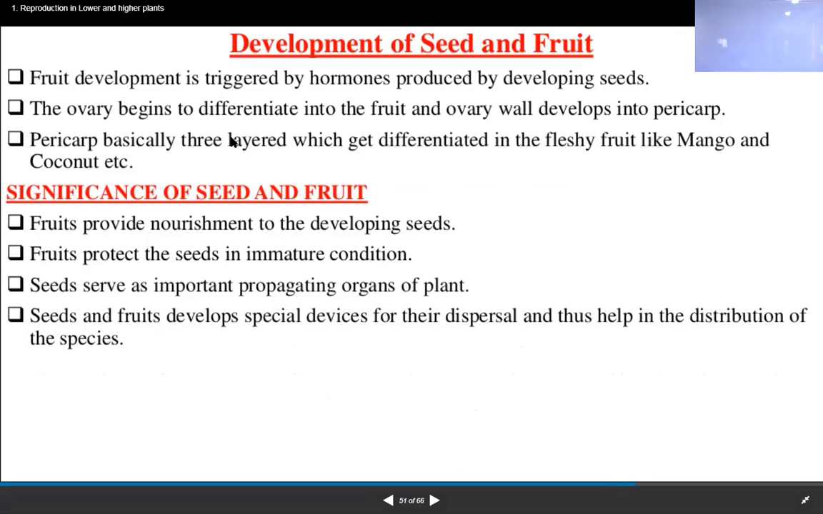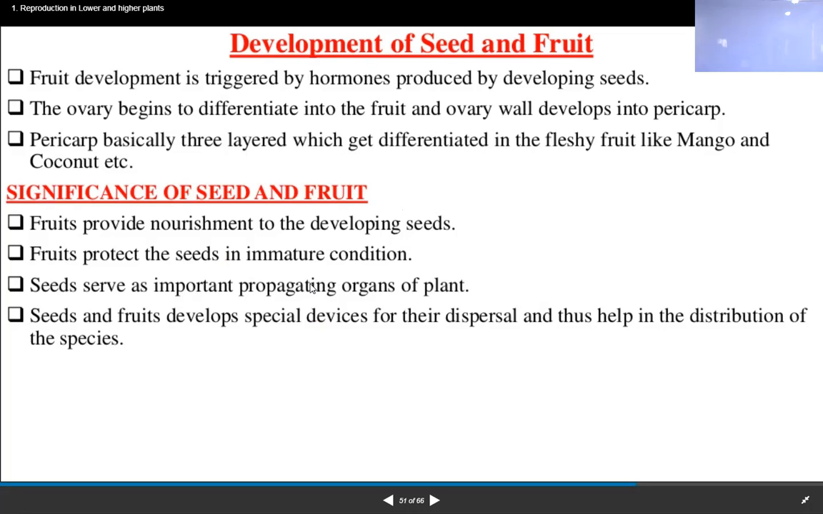Here you can see the ovary begins to differentiate into fruit. The ovary wall develops into pericarp, which is the outermost covering. Pericarp is basically the peel, which gets differentiated into fleshy fruit like mango, coconut. Understood?